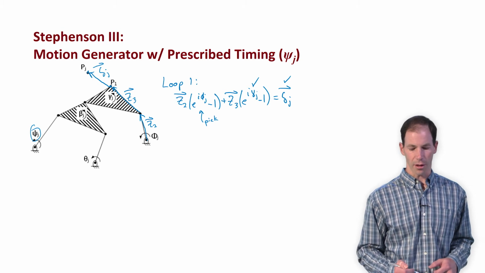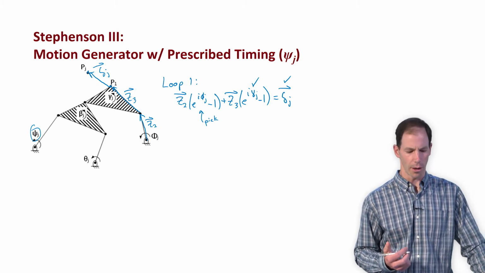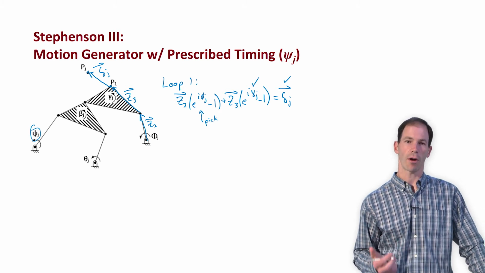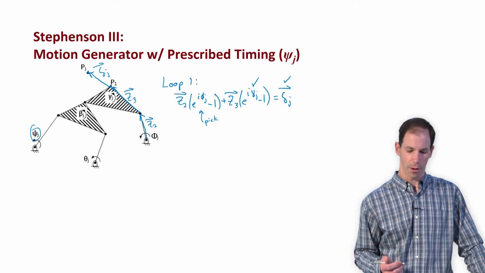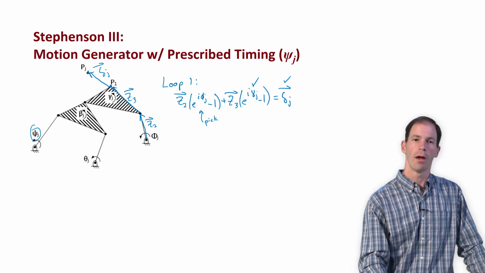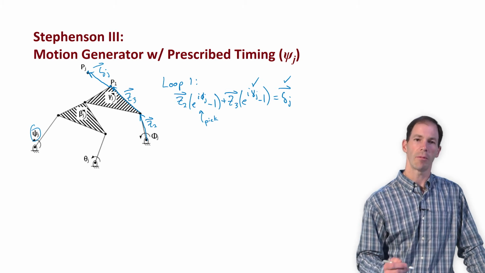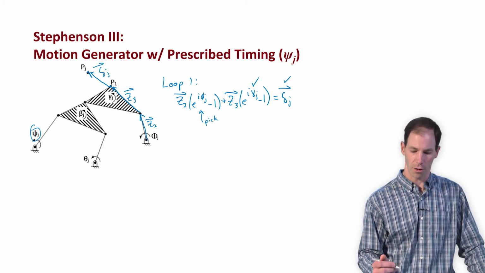Let me move on to a second loop. Now, my second loop, I have to pick it a little bit arbitrarily, but I want to go with the triad loop that I know the most about. So my two options are to start at either one of these other ground pivots and move up. Now, because I'm prescribing timing of the one on the very left here, I'm going to start there because I have the most information known about it.